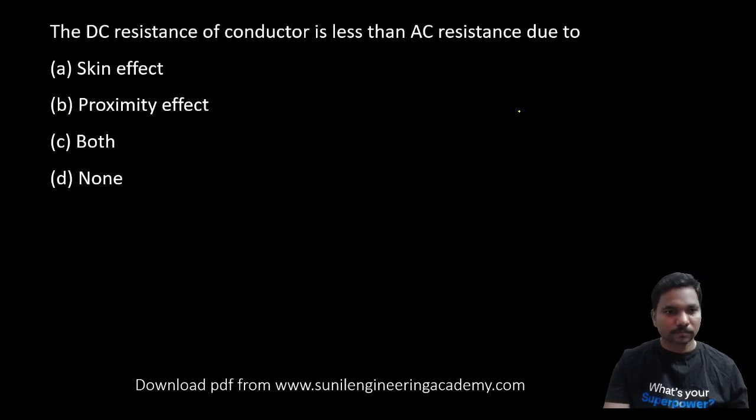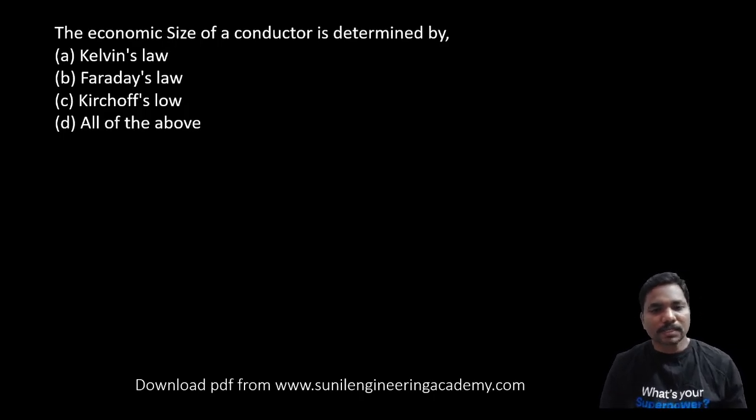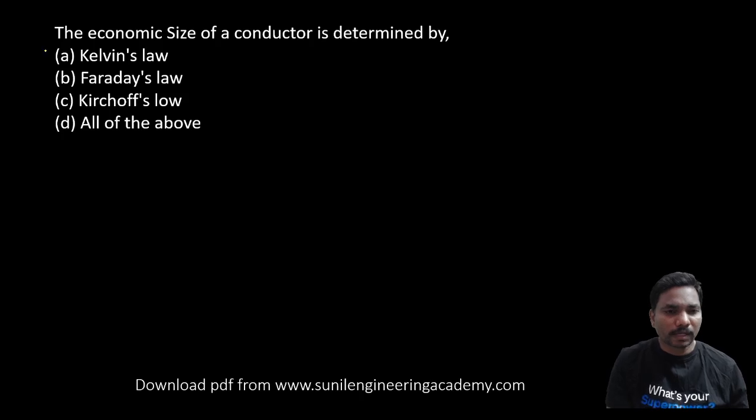Coming to the next one. DC resistance of a conductor is less than the AC resistance. Why? Because of both these effects. So we can give the answer as this option. The economic size of the conductor is determined by Kelvin's law. I think all of you know very well about this.